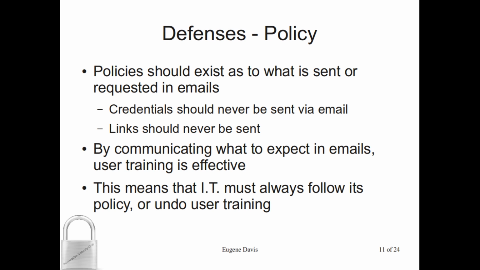You should communicate what is expected in emails. This is what makes user training effective, so that they know that this looks suspicious and I should follow up on it with a different mechanism, a different authentication channel. IT must always follow this policy, or else they actively undo the user training. It's just like a dog. You can't randomly change how you're giving it commands, or it gets confused and loses all its training. Questions about policy?